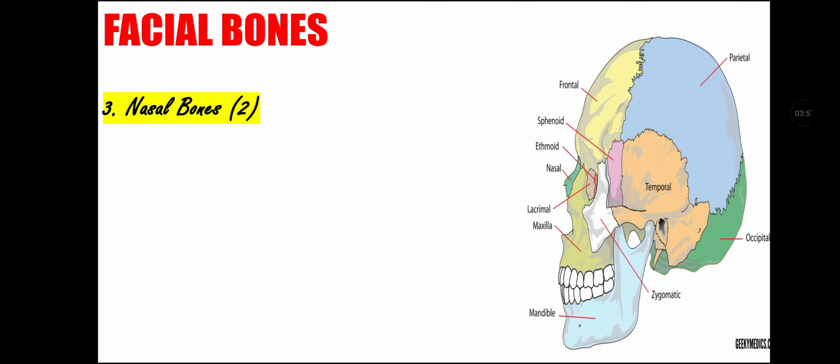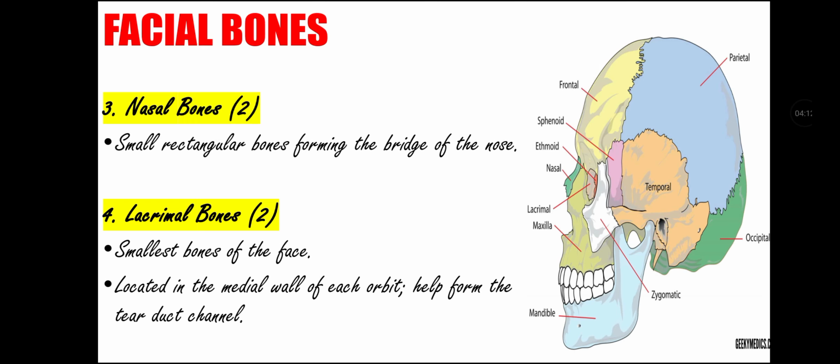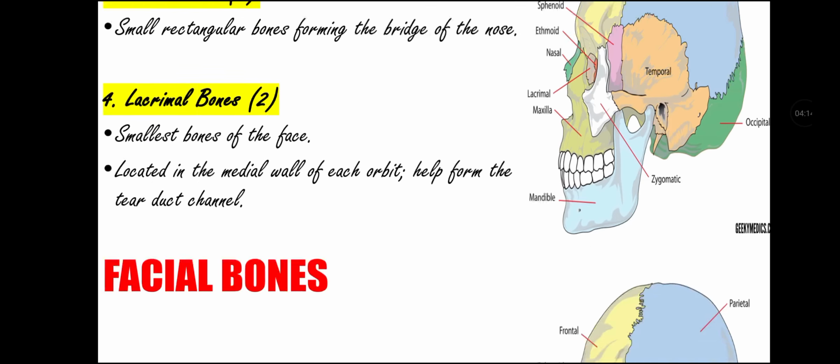Further talking about facial bone, we have nasal bone. As you can see here in diagram, nasal bones are paired bone. They are small rectangular bone that form the bridge of the nose. Then we have the lacrimal bone. As you can see in the diagram there, they are paired bone. They are the smallest bone of the face. They are located in the medial wall of each orbit, and help form the tear duct channel.